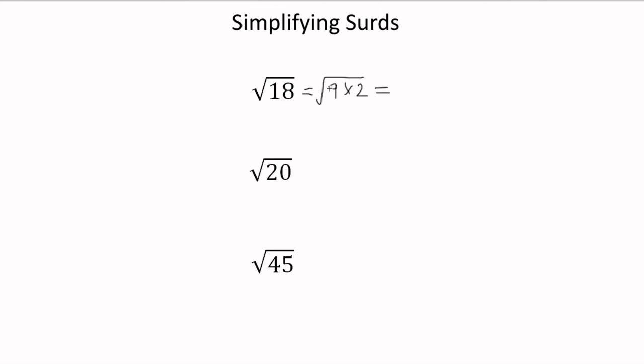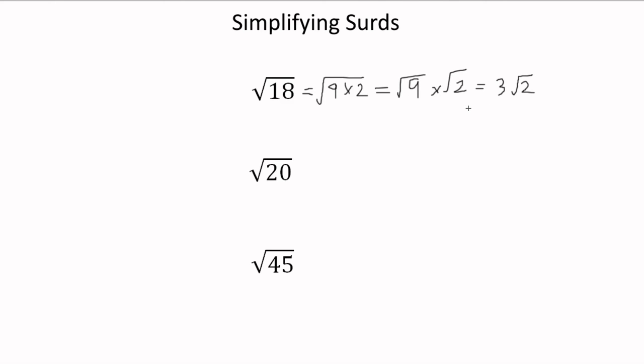So in this case, we have root 9 times 2, and we can split it up further. We know root 9 times root 2, and in the end, root 9 will give you 3, and that is just root 2 on its own. So you're left with 3 root 2.